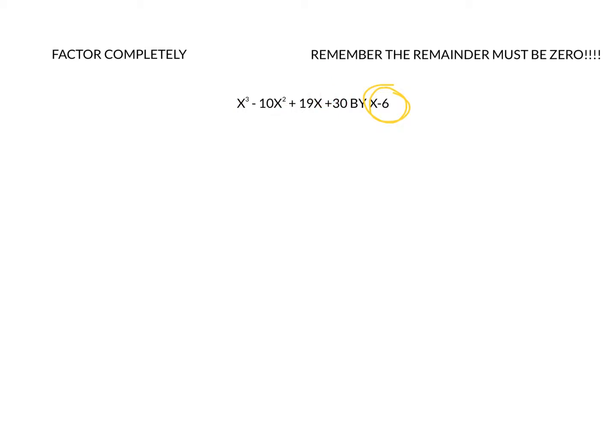Okay, all right, so here we go. We're ready to go. So let's grab the coefficients. So again, the number in front of the x cubed is a 1. We're going to have negative 10. We're going to have 19. We're going to have 30. Okay, and now notice this is where we put our little box.